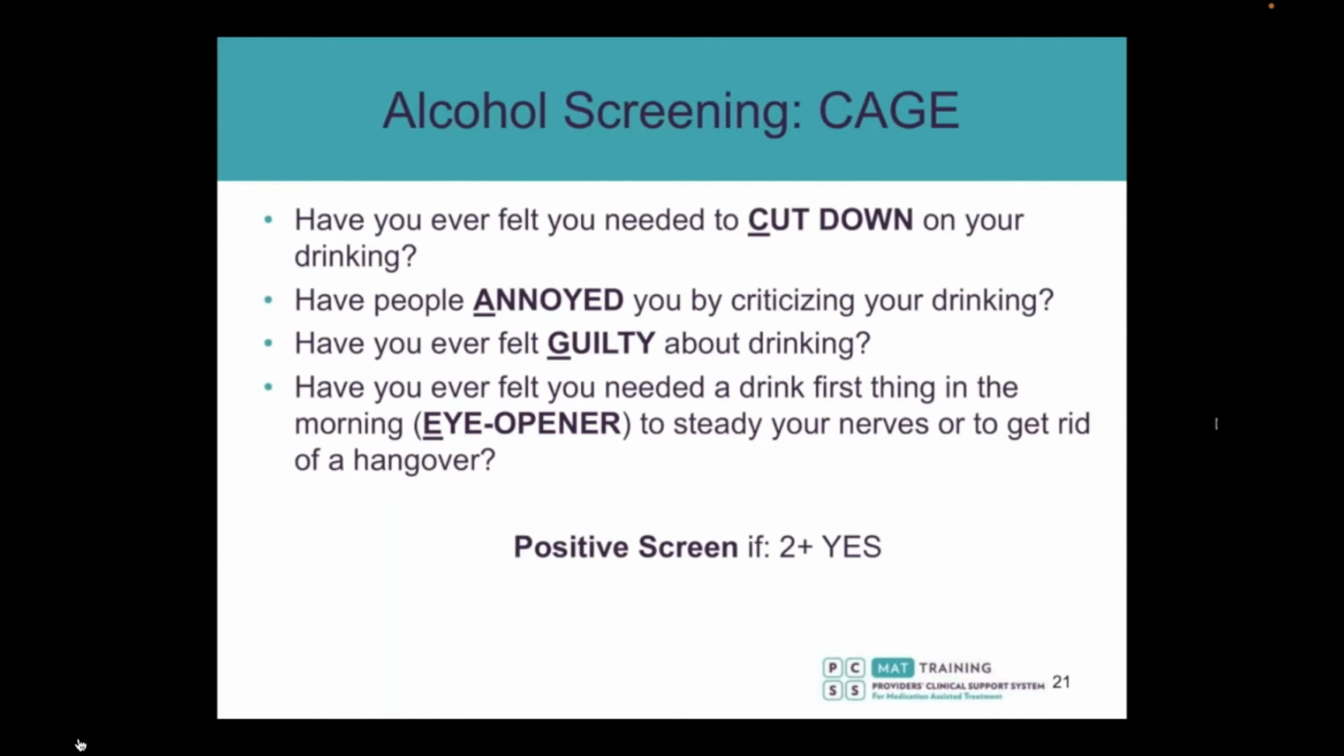The CAGE has been around since the late 1960s. It's pretty easy to remember because it is a mnemonic. However, it doesn't actually detect less advanced problematic drinking compared to the AUDIT. You can imagine that cut down, annoyed, and guilty requires some level of insight, whereas the AUDIT-C questions focus more on the frequency and amount, which are much more objective.